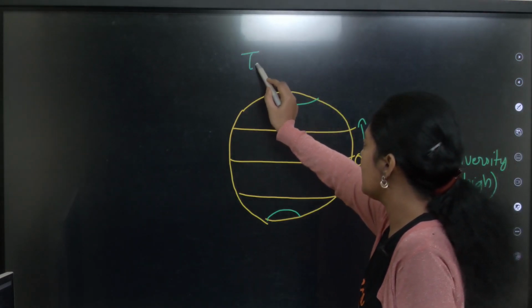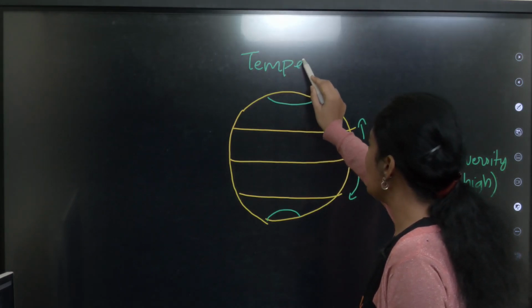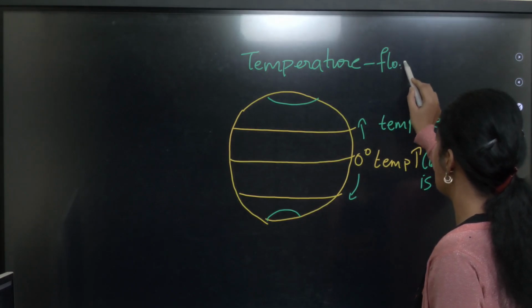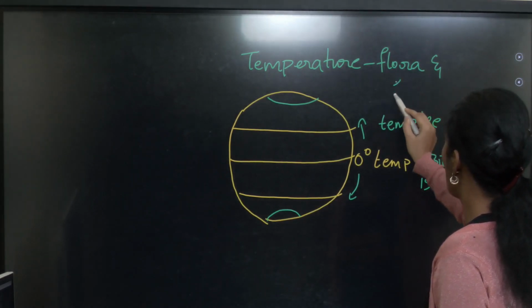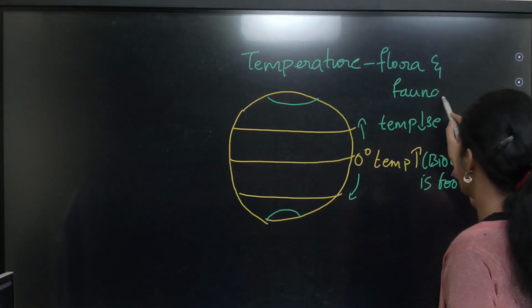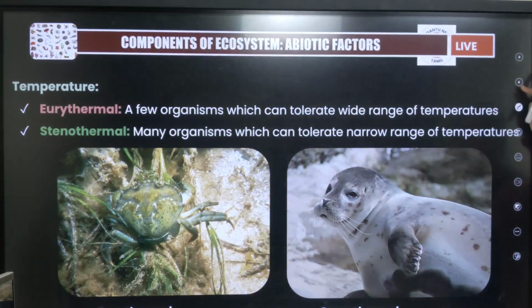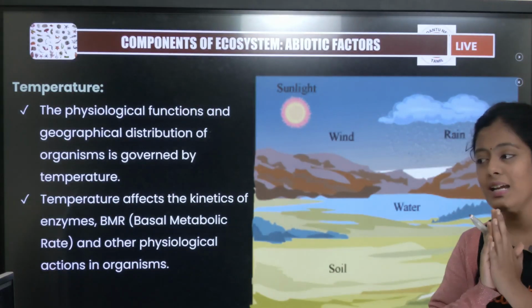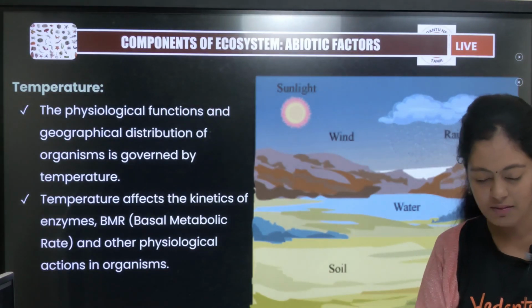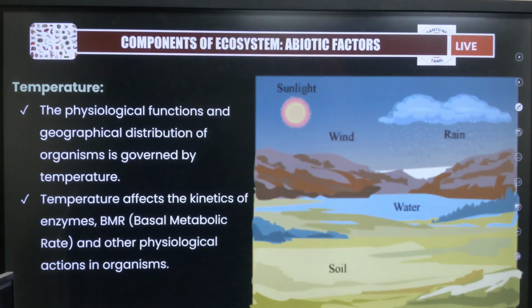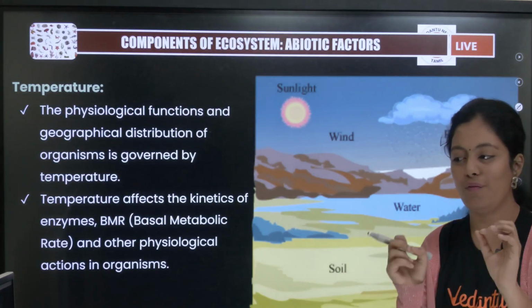So what is temperature? It is going to decide the flora and fauna. Another important thing: temperature is very important for physiological activity. My day to day activity, my physiological activity, needs temperature very much. Temperature is a very governing factor.